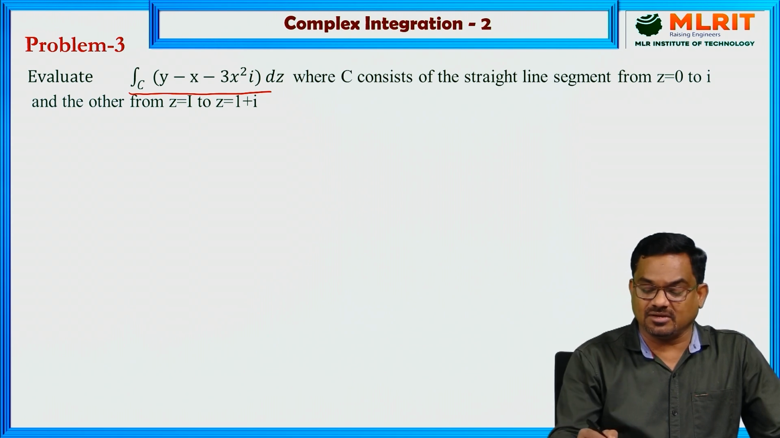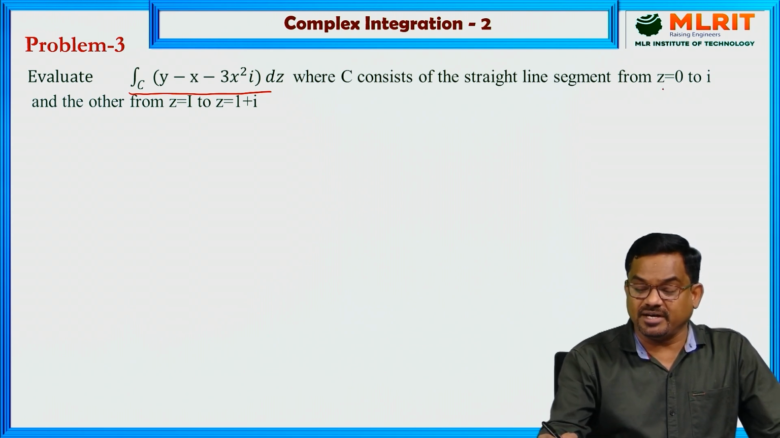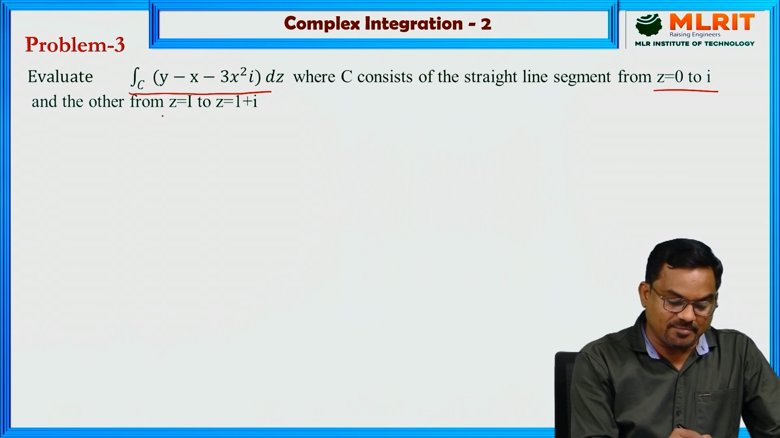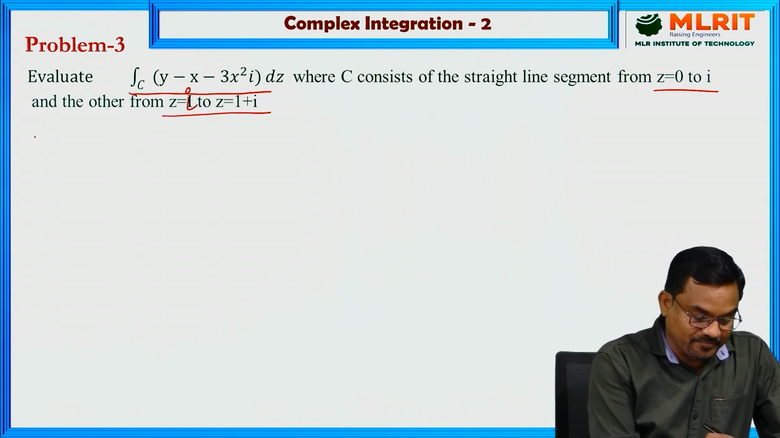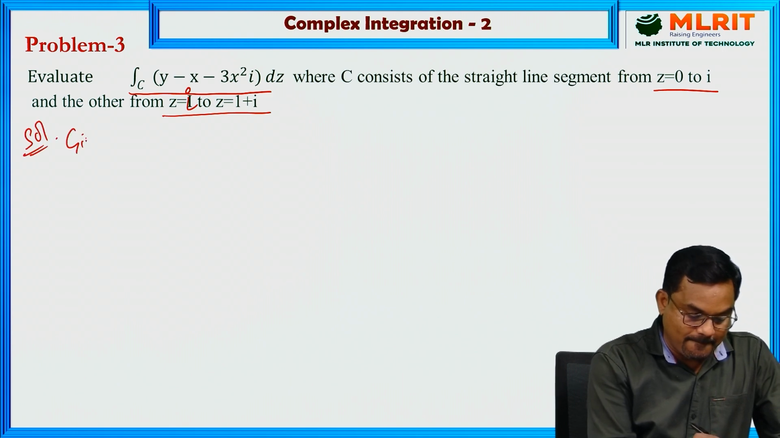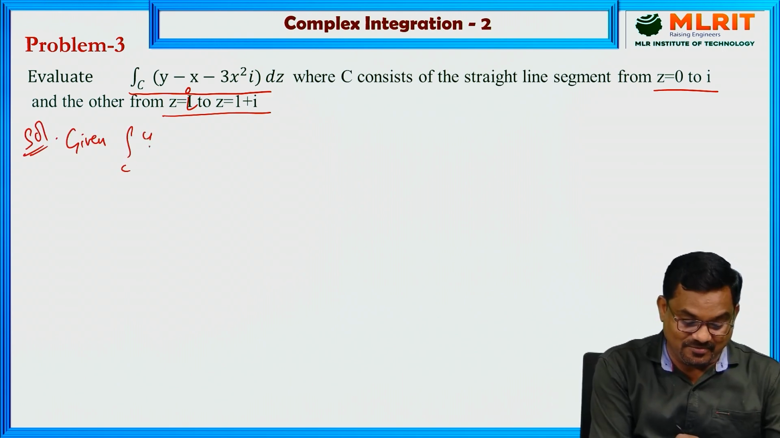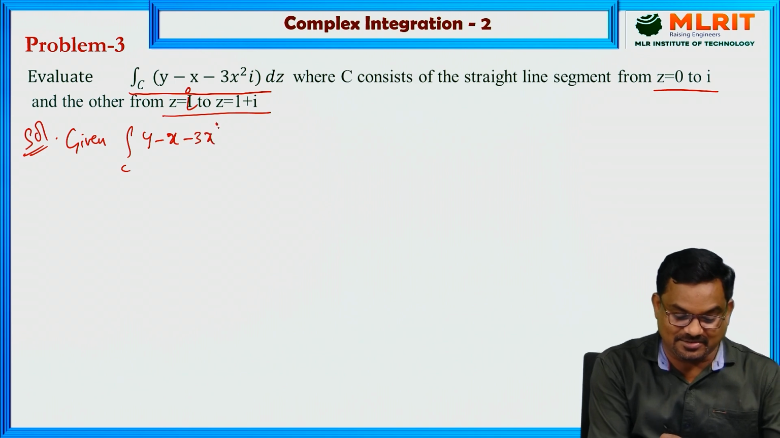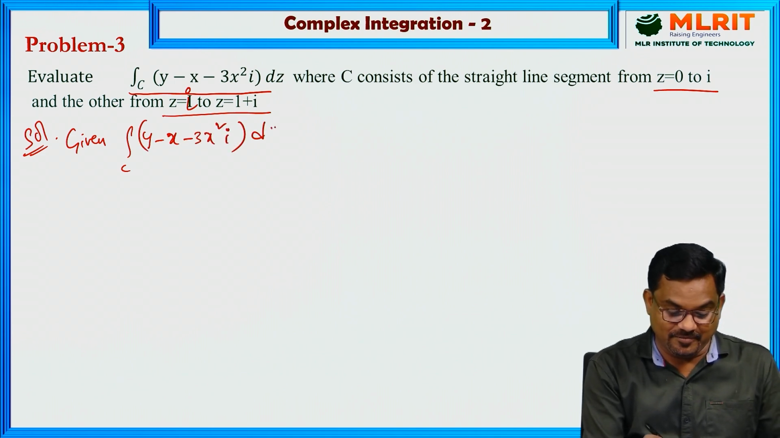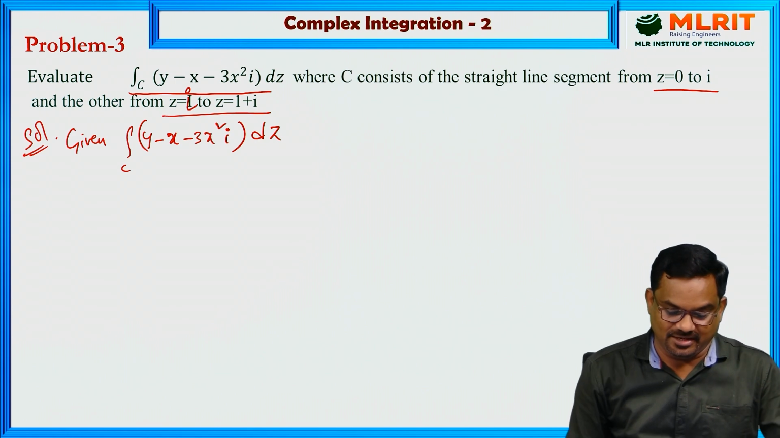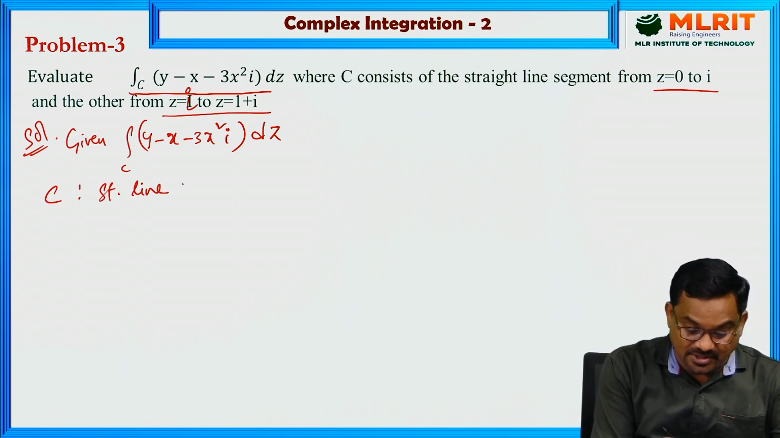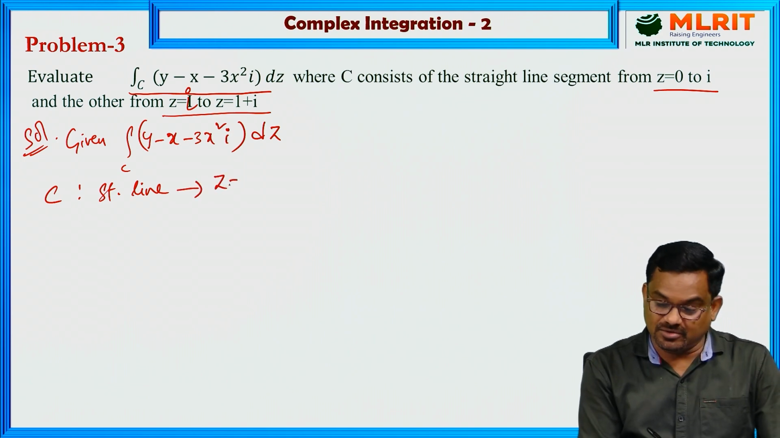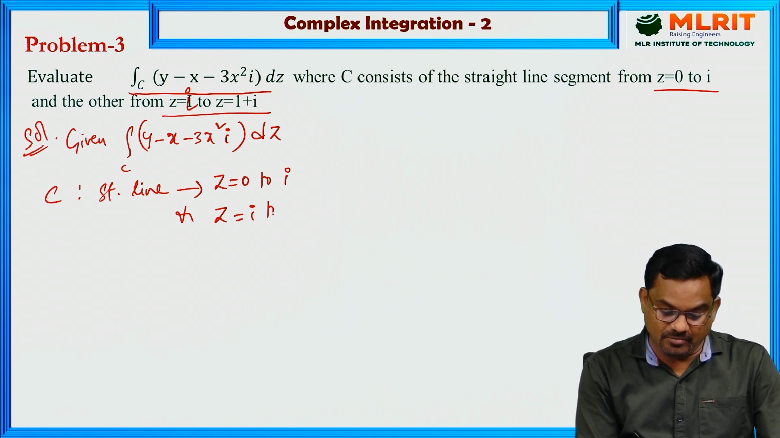Now coming to the third problem, evaluate integral over C of y minus x minus 3x square i dz, where C consists of the straight line segment from z equal to 0 to i, and the other from z equal to i to 1 plus i. So given this integral, it is required to evaluate this line integral. And what is this C? The C is a straight line joining z equal to 0 to i, that is one line, and z equal to i to 1 plus i.